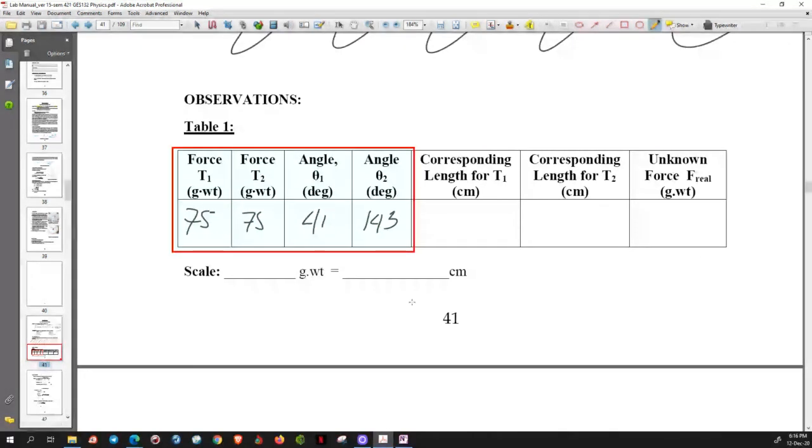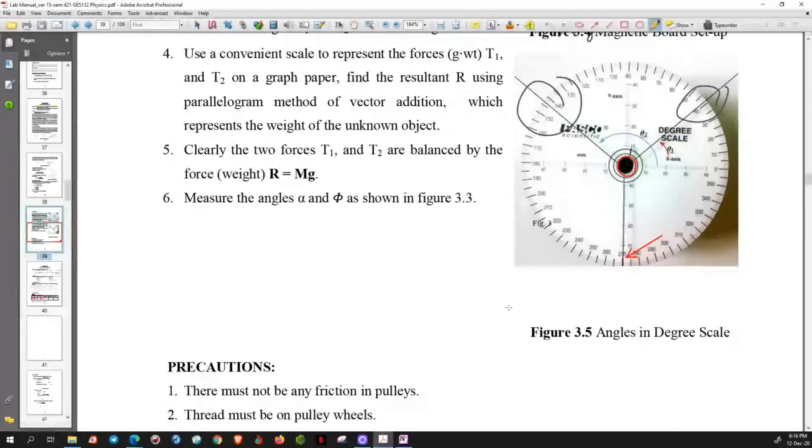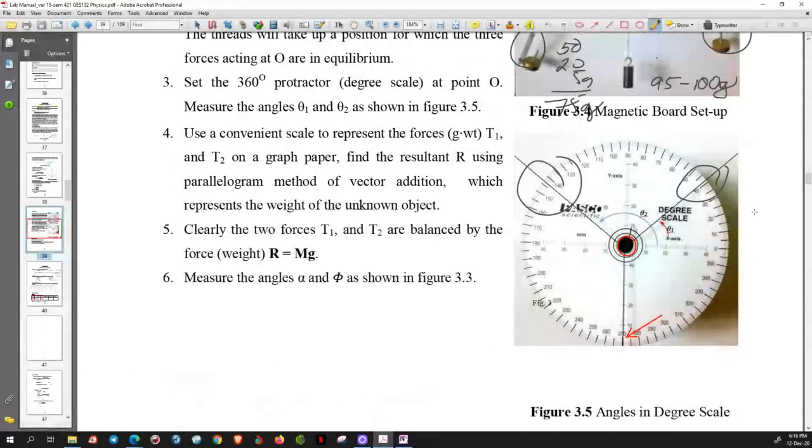Teacher, what's the 41? From where? Oh, you have to observe. Did you arrive just now? This is 41 degrees here. Can you see this one here? Where, teacher? Here. Yes. That's the 41 degrees. Oh, okay. Thank you. 143 is from here.